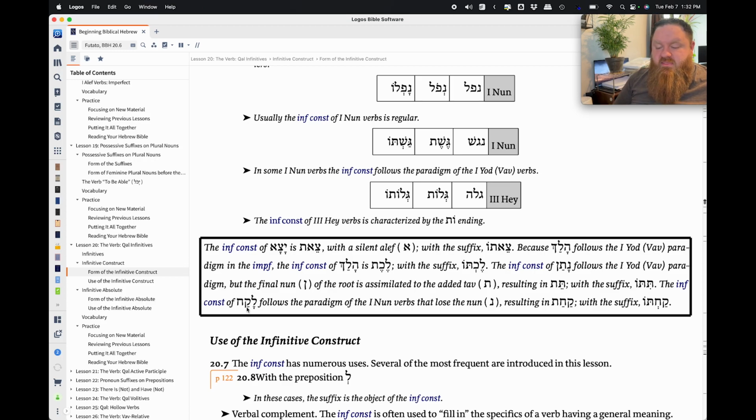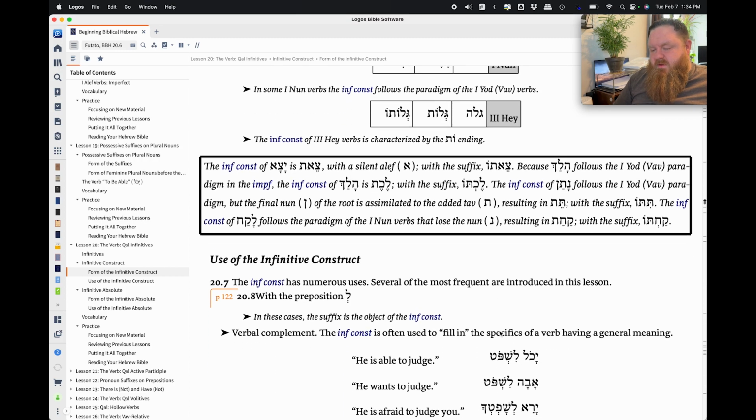And then also keep in mind that lakach, that follows the one noon paradigm. I'm not sure why he says it follows the one noon paradigm here, because it really only does that in the Cal Imperfect. In the infinitive, lakach really follows the one yod vav pattern. Not segel tav, because you've got the chet here. It's patach tav, but it's really following the one yod vav pattern. So, anyways.